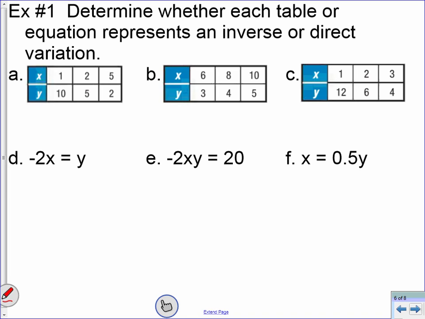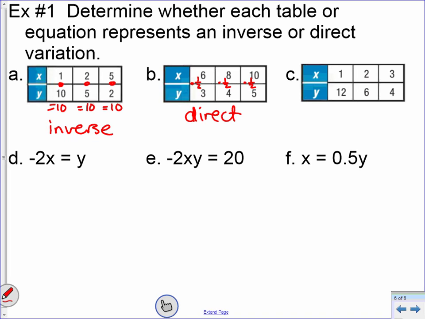Okay, so if you notice, every time you multiply, you get 10. And if you multiply and get the same number, that's inverse. This one, it doesn't really multiply by the same number to go down. Instead, it's dividing. You divide by 2. Well, dividing by 2 is not really a direct variation. So what's the multiply of divide by 2? If you said multiply by 1/2, that's correct. Multiplying by 1/2 is the same as dividing by 2. So if I multiply by the same number, that's direct.